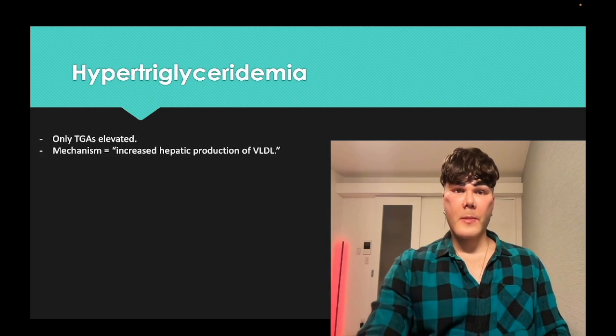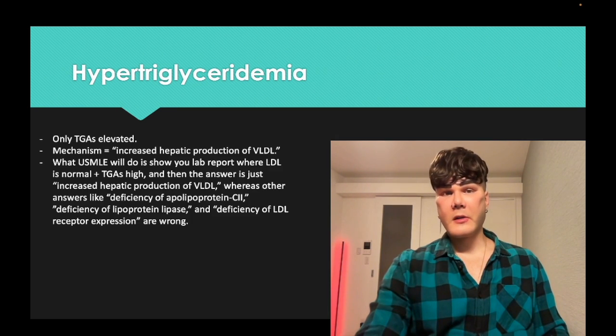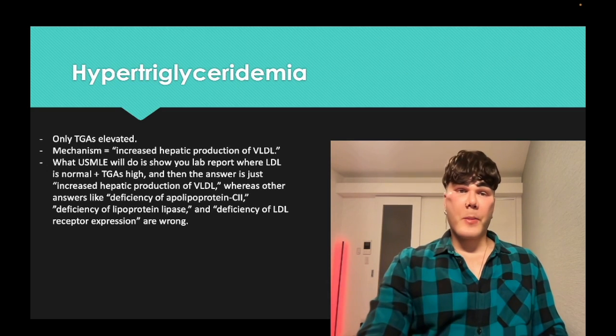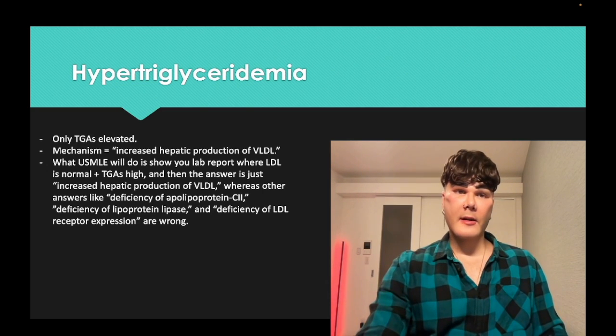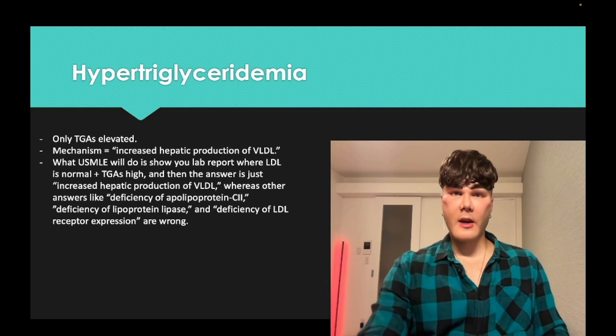Hypertriglyceridemia. So the mechanism they want is increased hepatic production of VLDL. What they're going to do is give you a patient who has a lab report that will say that LDL is normal. So LDL in a 40 to 75-year-old should be under 100. So they can give you LDL, which could, let's say, be 112. Okay, so slightly elevated compared to what it should be, but not eventful. And then they'll just say that TGAs are like 500.